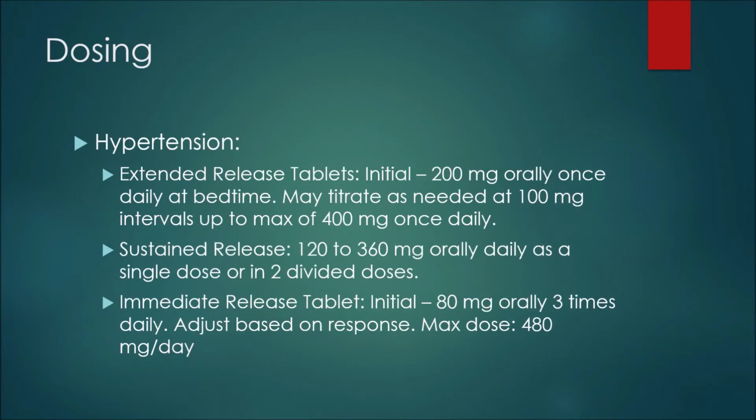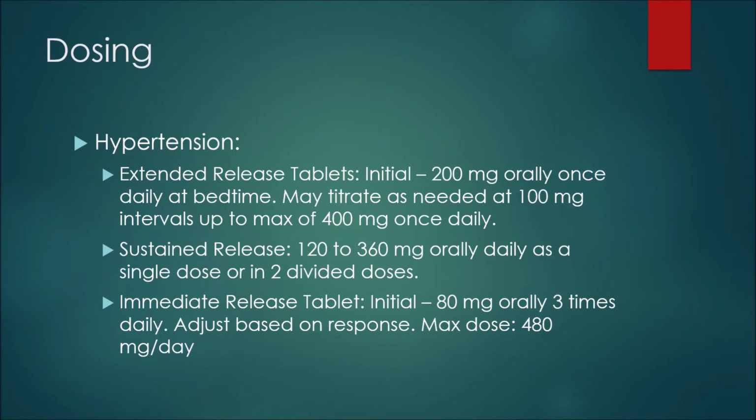Now for some examples of dosing with verapamil. So we're just going to go over the treatment of hypertension and go over some different dosage forms and what those doses are. So using the extended release tablets, the initial dose would be 200 milligrams orally once daily at bedtime. The patient could titrate as needed at 100 milligram intervals to a maximum of 400 milligrams once daily.